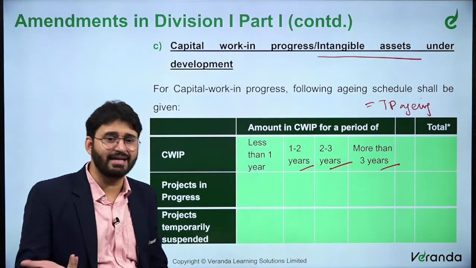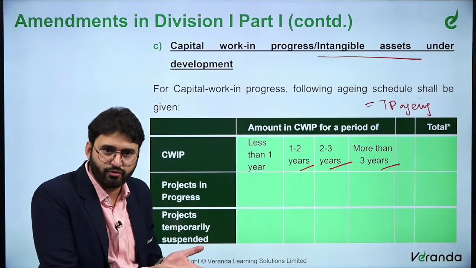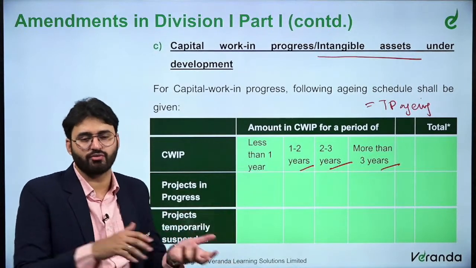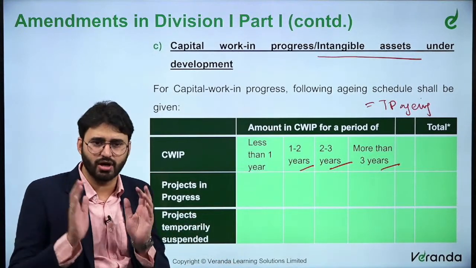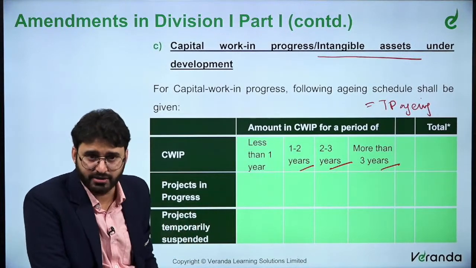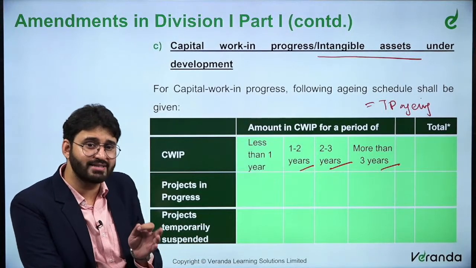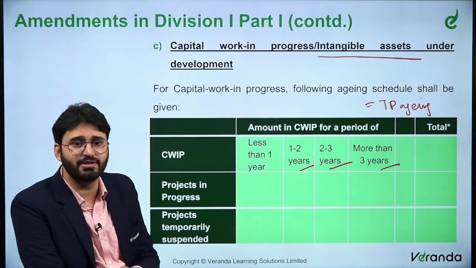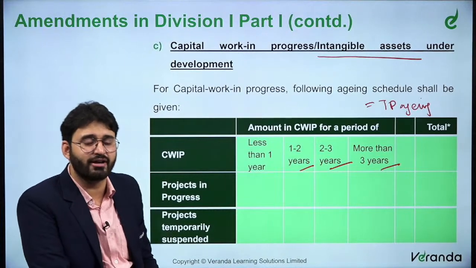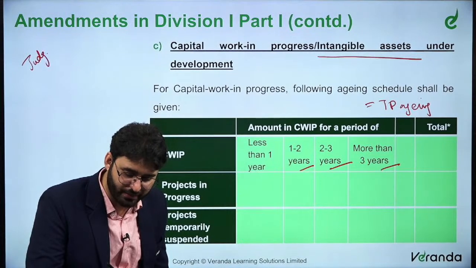Say an IT company. The IT company is making a software. That software is called software A, and another software for some other use is software B. Software A could be one project, software B could be another project. That purely depends on how the management defines the project. There cannot be a definition given for a project, right? So what are the projects in progress and what are the projects that are temporarily suspended? Temporarily suspended has not been defined anywhere. Again, it will depend upon the judgment of the management and the judgment of the auditor.